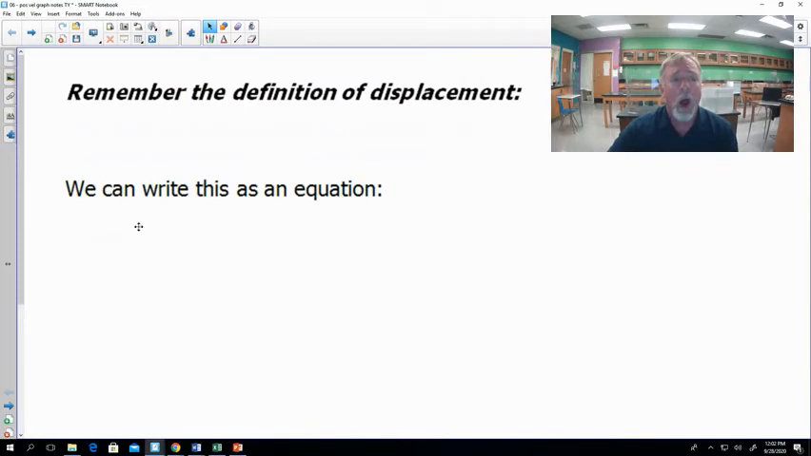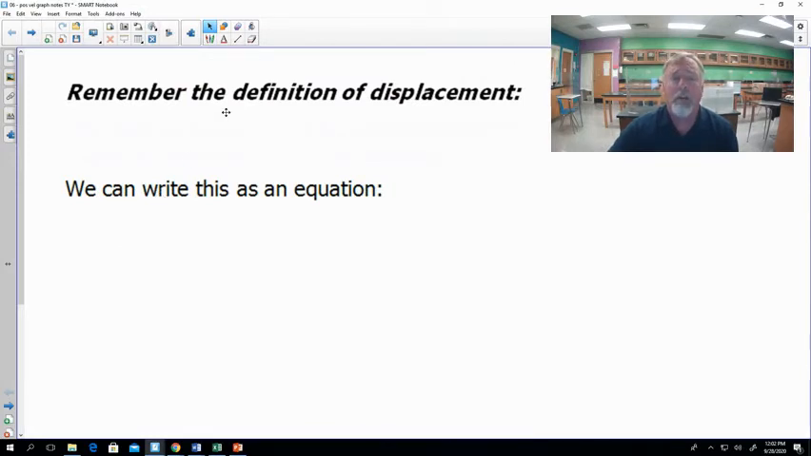I want to talk a little bit more about displacement and velocity and then go into a little bit more about position versus time graphs and velocity versus time graphs. I want to see how you can read one of those and understand how to make the other. All right, so a quick review.